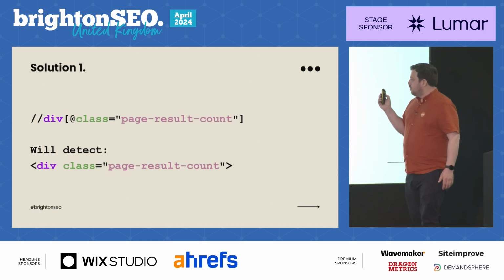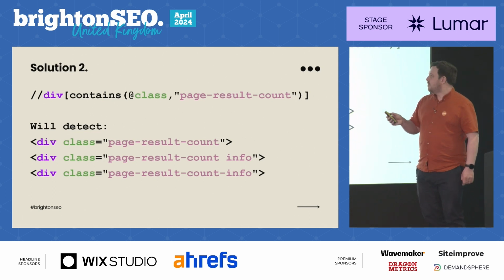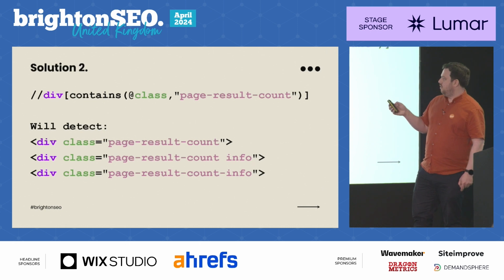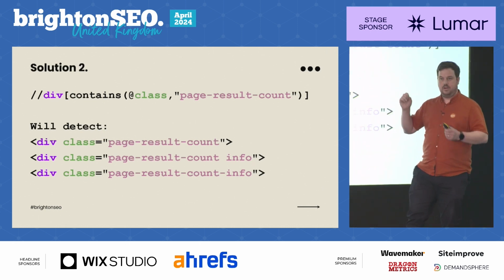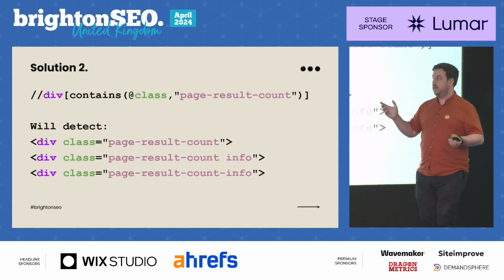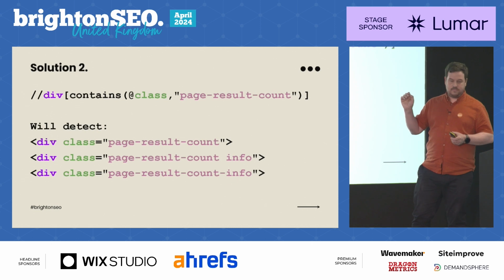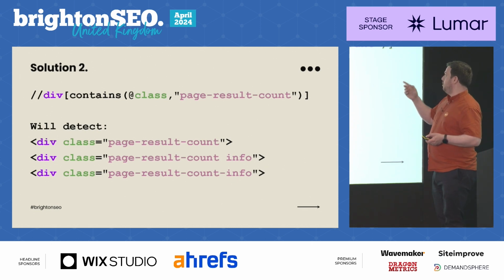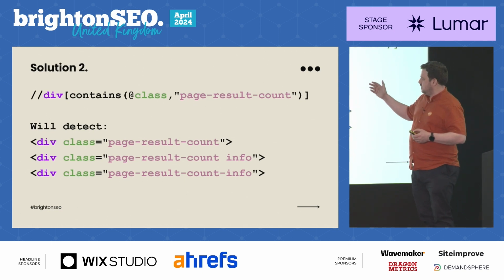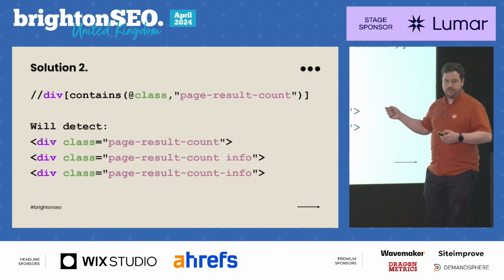Now, the solution 2, and this is a little bit more complicated. This is what I call a phrase match. Again, you start off with //div, and it will look for any div within your HTML. Then you open your brackets and do a contains function. Within your contains function, you put your attribute type and your attribute value. Now, this will detect the content of each of these three types of HTML tag.